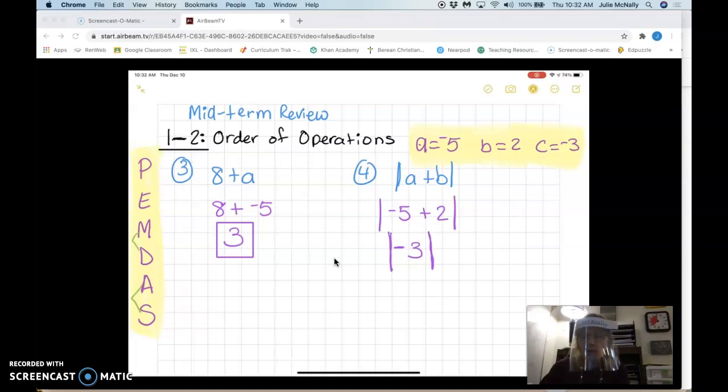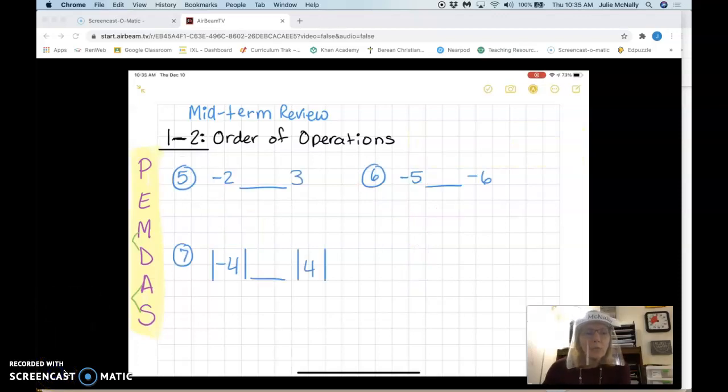What do the absolute value bars mean? That it's going to be a positive 3 for our answer. Remember, absolute value is the distance a number is from 0, and negative 3 is 3 spaces from 0. So the absolute value of negative 3 is positive 3. Copy those down on your packet, and I'll be right back.